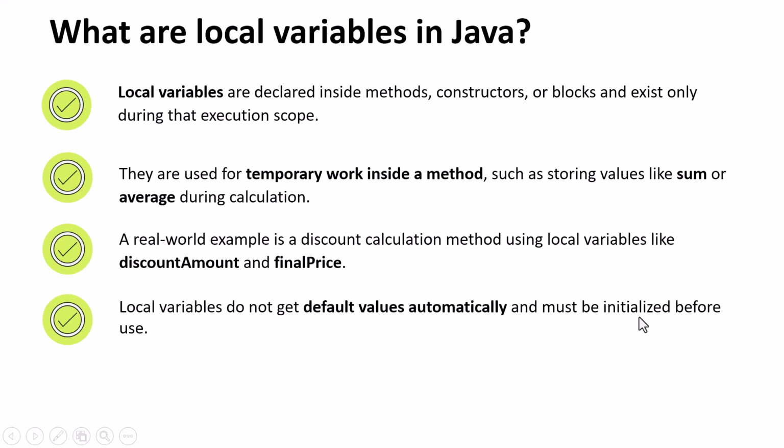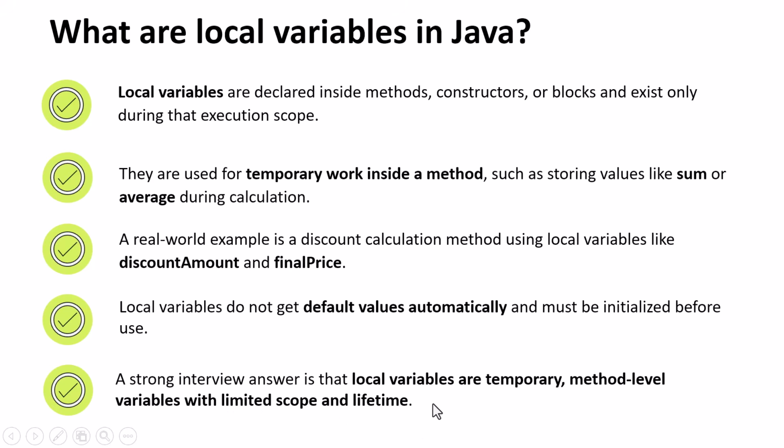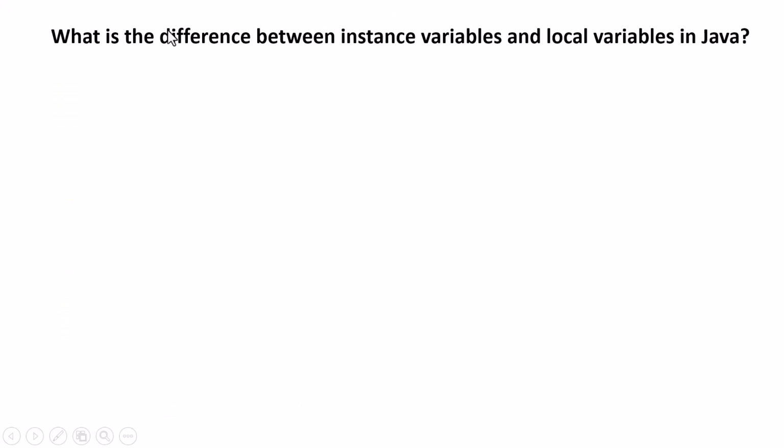They must be initialized before use, otherwise Java gives a compile time error because local variables exist only within their method or block scope. So the best interview answer is this. Local variables in Java are temporary variables declared inside methods, constructors, or blocks, and they are available only within that limited scope during execution.